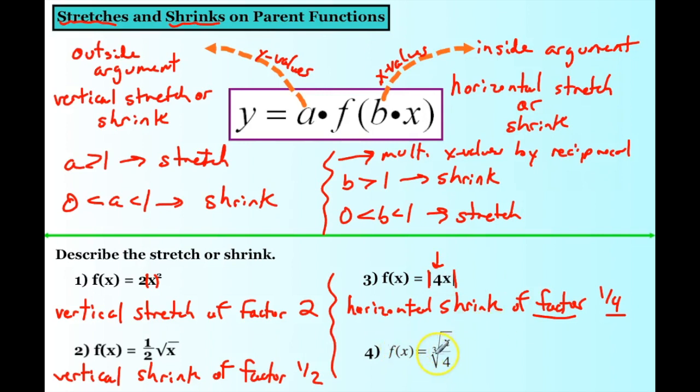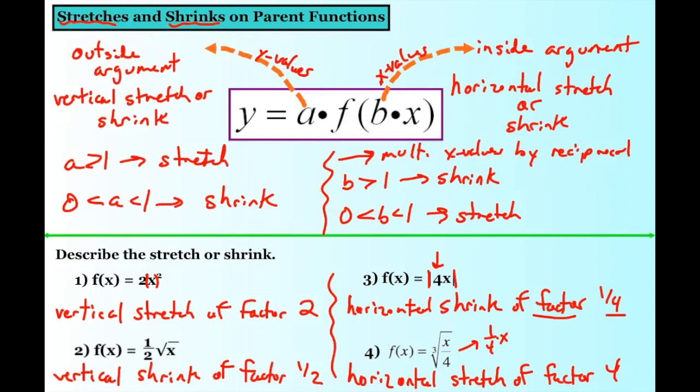So number 4 is a cube root function. Clearly my changes are happening inside the argument, so it's horizontal. Would it be a stretch or a shrink? Well, I have x over 4. It's kind of like dividing by 4, which is the same thing as multiplying by a 1/4. So dividing by 4 is like multiplying by a 1/4. So it looks like the b value in this case would be in between 0 and 1, which would cause it to be a stretch. And then of factor, so if my b value is a 4th, I'm multiplying by the reciprocal of that, so of factor 4. So that's just looking at an equation and being able to describe what's going on.